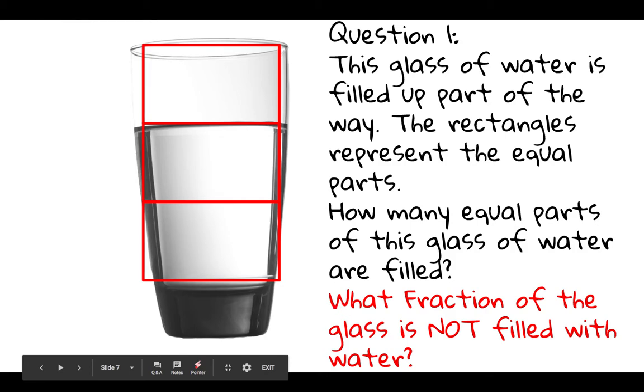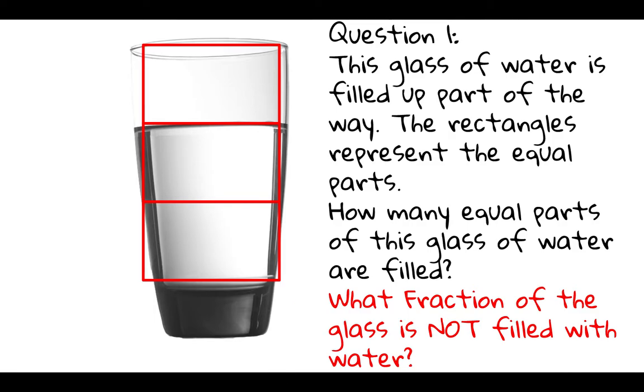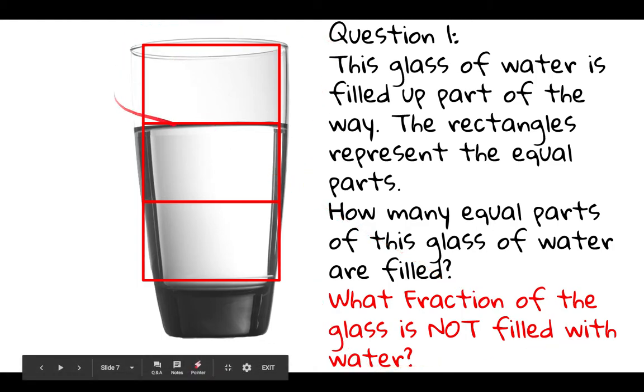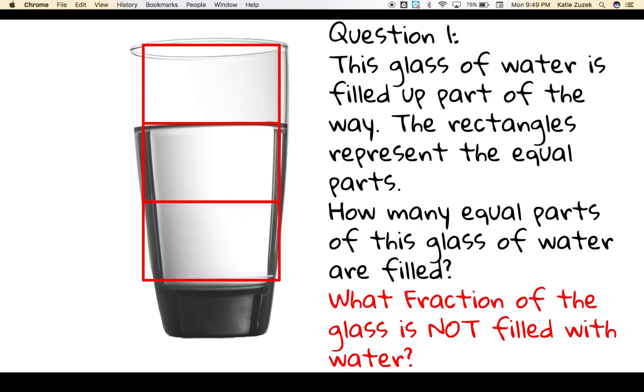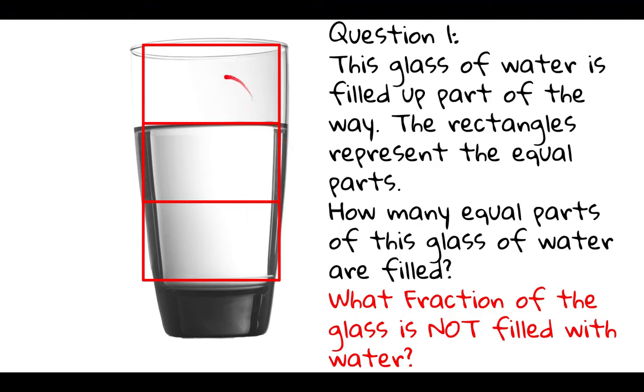Then for the red one, it says what fraction of the glass is not filled with water. Even if I didn't tell you to do the red one, you can still answer this question if you know it, which you should. How many parts of this glass are not filled? Well, obviously it's filled with air, but it's not filled with water. It says not filled with water. So the top one is the one that is not filled with water. So this is your top one.